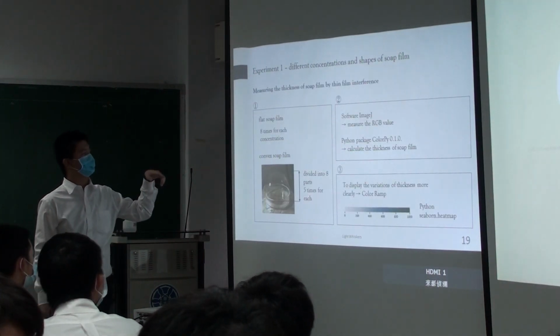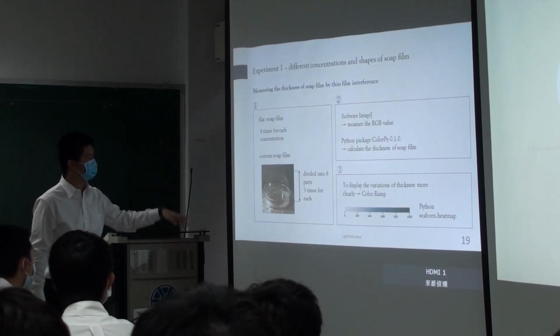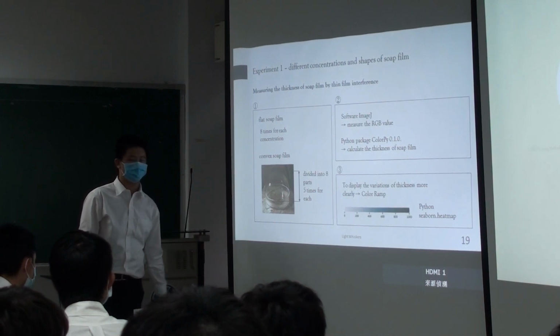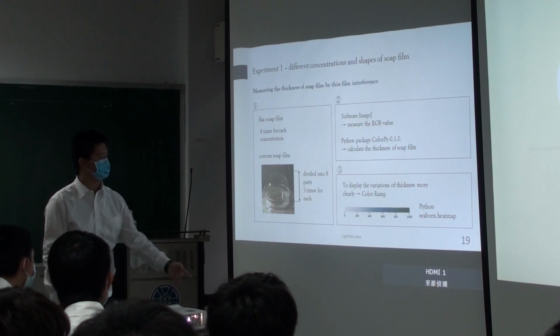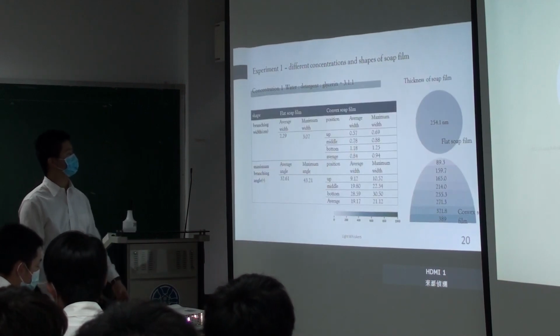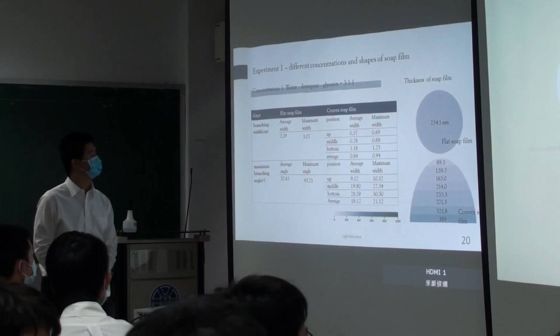Measuring the thickness of the soap film by TFI, we use the flat soap film 8 times for each concentration. The convex soap film we divide into 8 parts, which are different angles. We measure the RGB value and then display the variations of the thickness. Now, concentration 1: water, detergent, glycerin at 3 to 1 to 1.